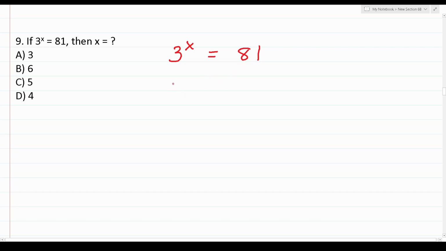Well, let's think about it this way. What is 3 squared? 3 squared is the same as 3 times 3, which is 9. What is 3 to the third?